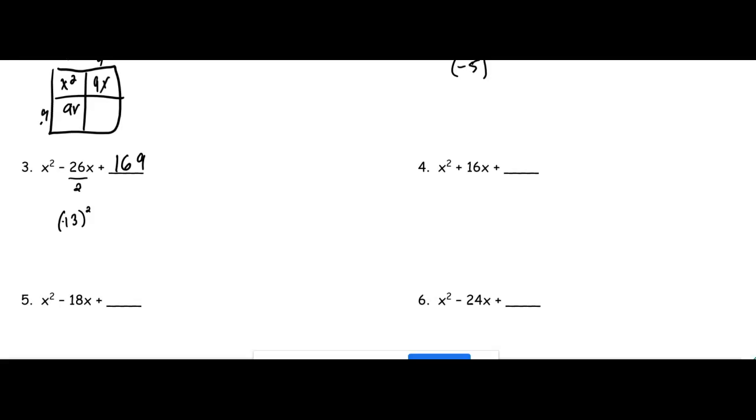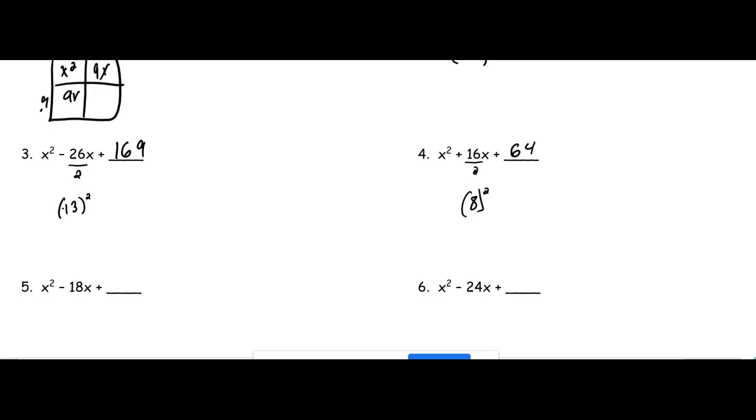4, Jenna. What do you think, Jenna? 64. Good. We would have cut that in half. We would have had 8 in 2 different boxes. And then as those got multiplied together, we should get a 64. 5. Let's do. They don't show their names unless I toggle. Jennifer, what do you think, Jennifer? 81. Good. Should be 81. We're cutting that in half. That's a 9. Square your 9. Should be getting 81.